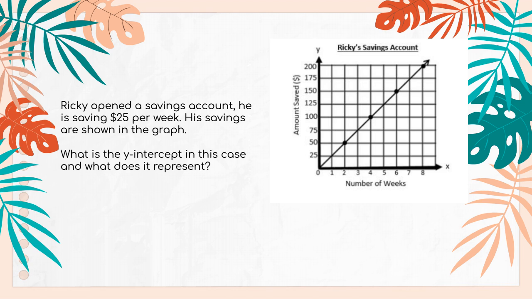Okay, so our line starts at 0, right? So our y-intercept is 0. And what does it represent? It represents that Ricky didn't have any savings before he starts. So whenever Ricky started, he did not have any money in the bank.